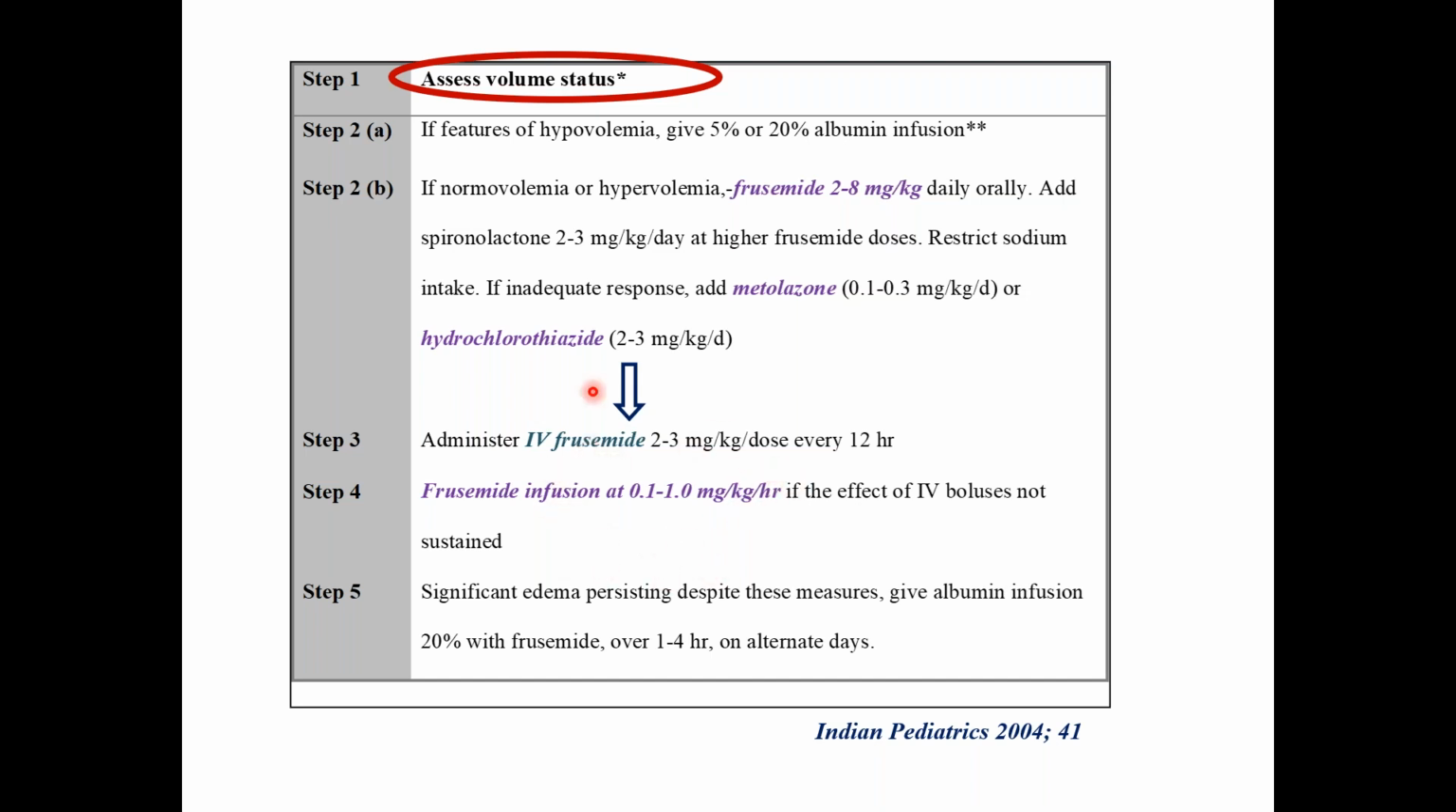But mind you, when you are using high doses of these diuretics, it is very important to monitor the sodium and potassium, because these patients can develop hyponatremia and hypokalemia, and hypokalemia is a very common complication in these patients. So you can add a drug like aldactone or spironolactone in doses of 2 to 3 milligram per kg per day for its potassium sparing action.